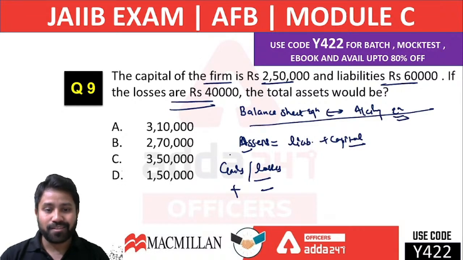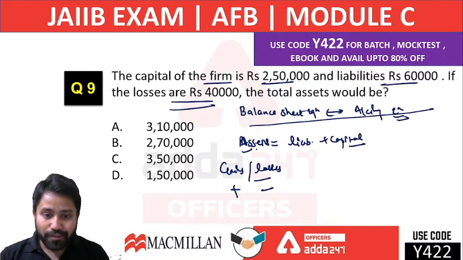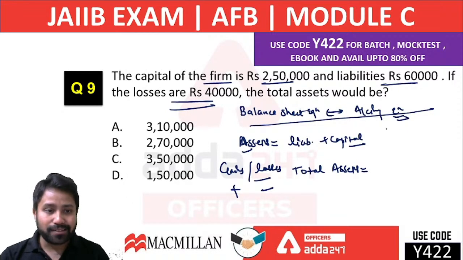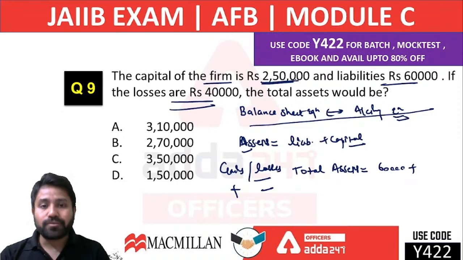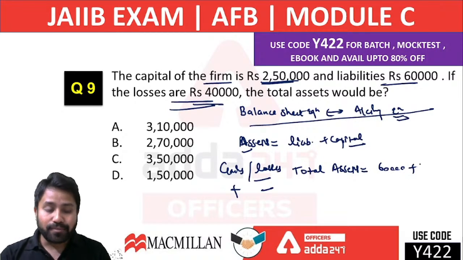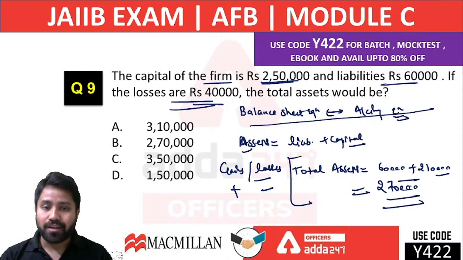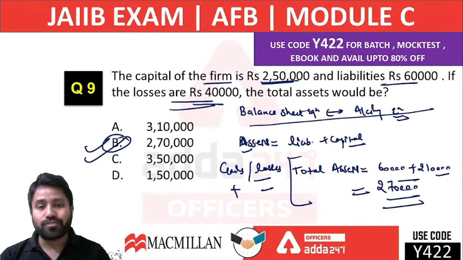Yes, right. Now just understand. Here, that is total assets, and that would be equal to your liabilities. The liabilities given are 60,000, plus the capital of the firm given as 2,50,000 rupees, and the losses are given as 40,000. That means this would be equal to 2,10,000 rupees. Now you can tell me the total value of the total assets. Then it would become 2,70,000 rupees. So that would be your correct answer for this question.